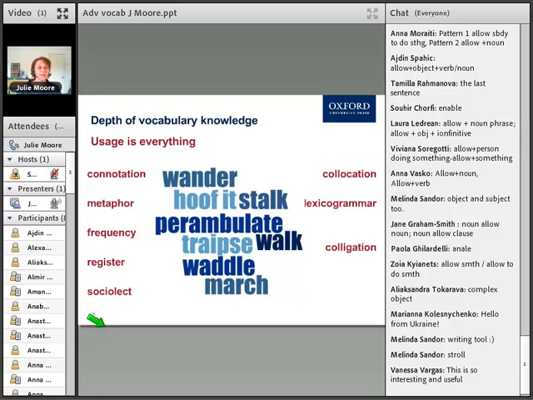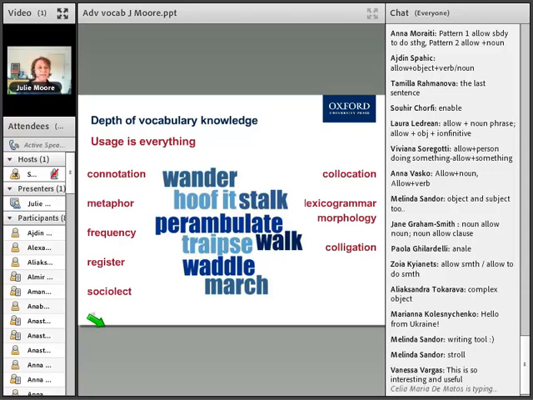So there are words that I would recognize. So hoof it, for example, as a phrase, isn't part of my sociolect. It's not the kind of expression that I would use personally. And that's also important for students to think about. You don't want a teenager talking like a grandmother. It would sound strange.